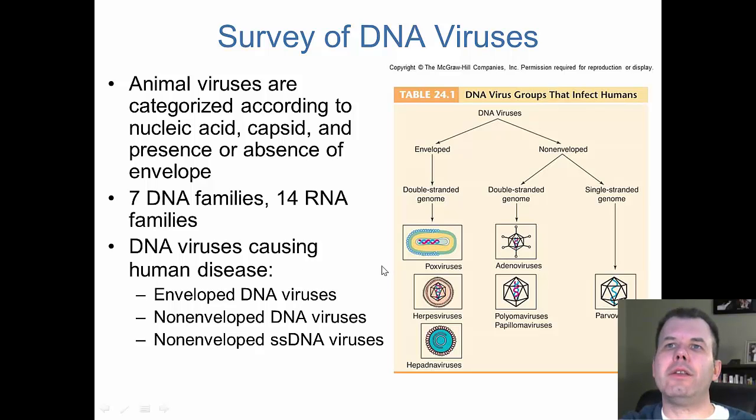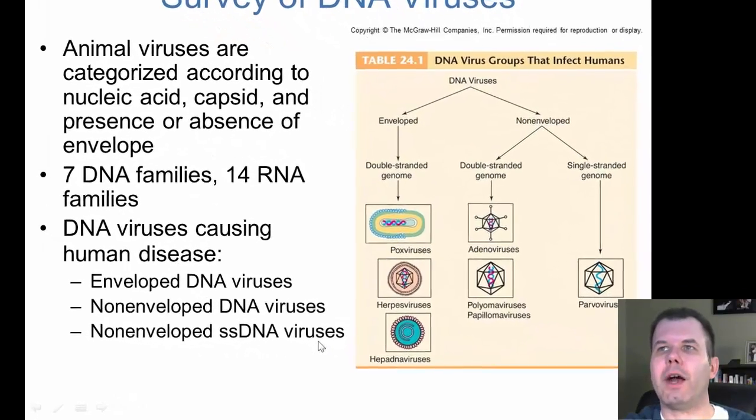Okay, now again, to survey the DNA viruses, we're going to take a look at some of these different ones. Here's how the DNA is organized, and we'll talk about this in just a second. They're categorized according to their nucleic acid, so that's where we separate our DNA from our RNA. And again, we'll talk about the RNA next time. The DNA has 7 families, where RNA has 14, so there's many more RNA viruses than DNA. And DNA viruses causing human disease include envelope DNA viruses, non-envelope DNA viruses, and then the non-envelope single-stranded DNA viruses. And so that's kind of how we look at these things.